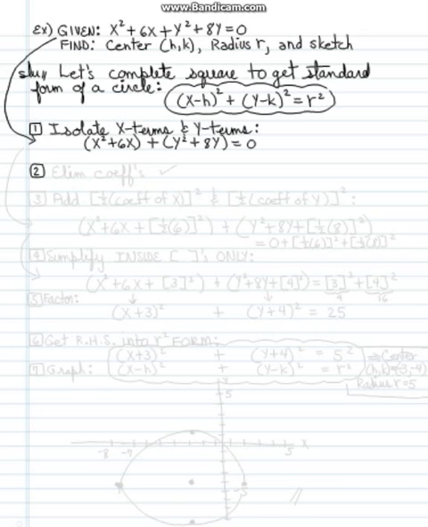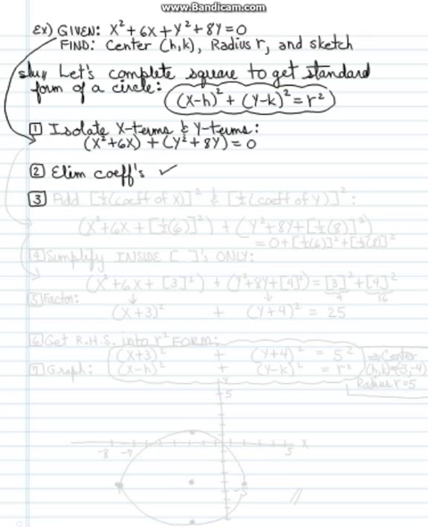Step 2 in note 11 says, eliminate the coefficients of the x squared term and the y squared term. But the coefficient in front of x squared is the invisible number 1 that's multiplying, and the coefficient in front of y squared is the invisible 1 multiplying it, so there's nothing to get rid of. We don't have to eliminate anything. Let's go to step 3.